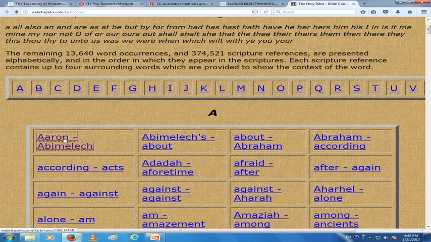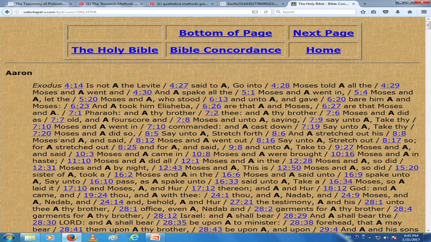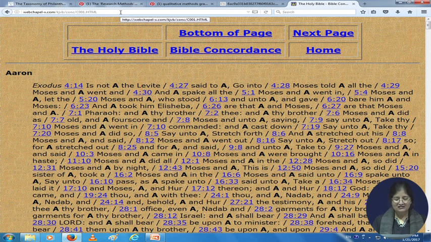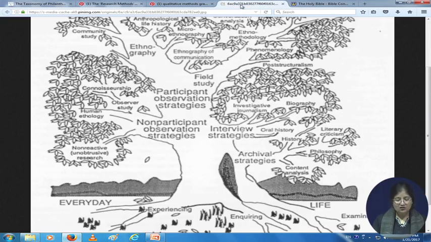Here, Aaron to Abimelech. I'm sorry, I hope I'm pronouncing this right. So when we say Aaron, all of these words that come before and after it come along with it, and the context is also mentioned here. If you see a full screen of what you are seeing, you will realize what I'm talking about. You have the website address, you can copy it and see this for yourself. This is called a concordance.